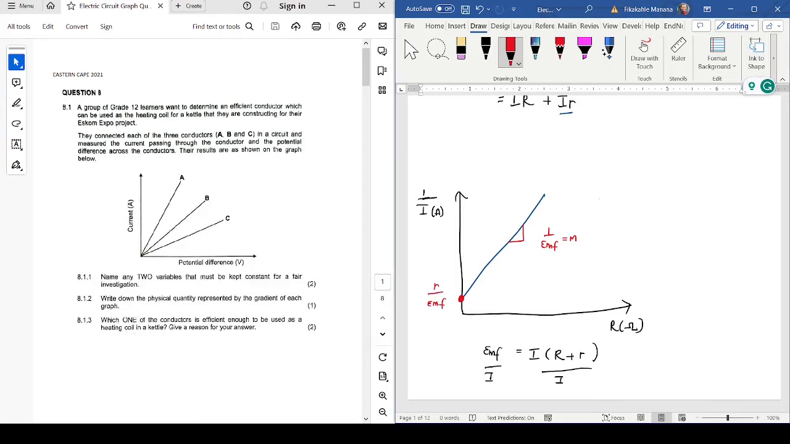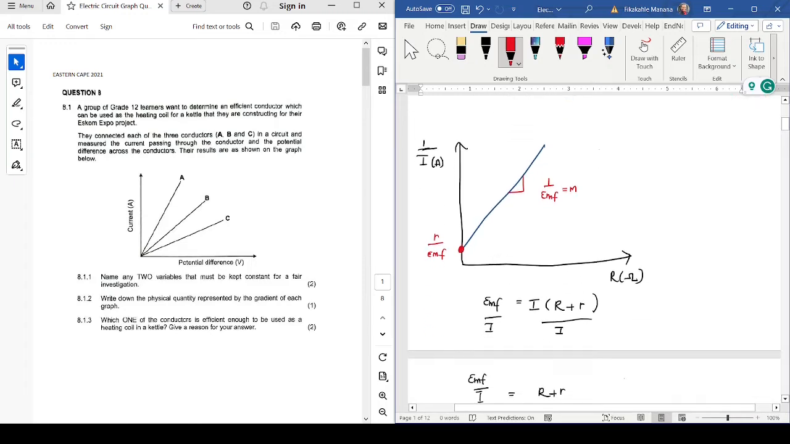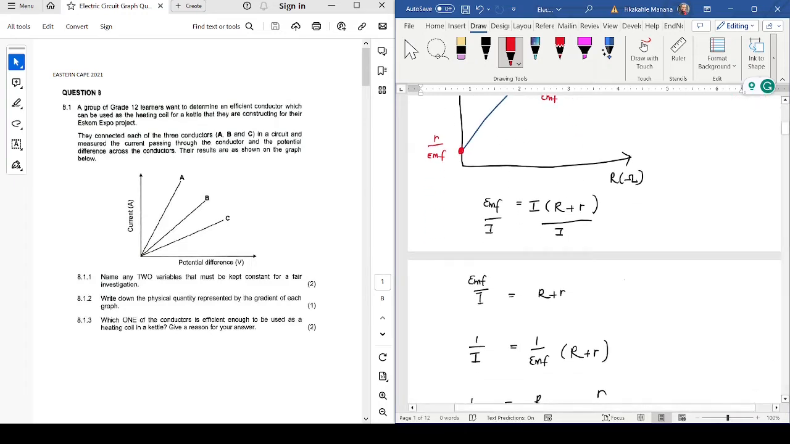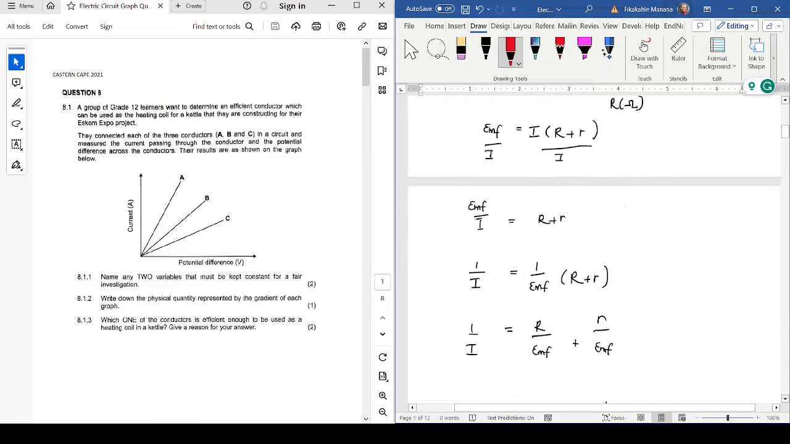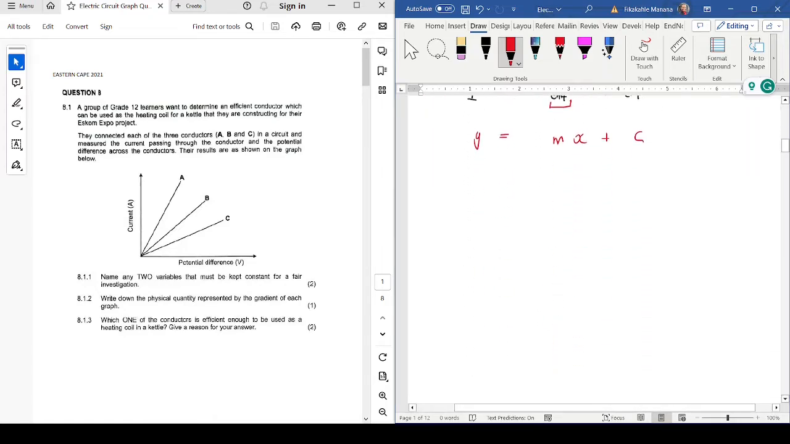So yeah, I just wanted to introduce those first before we start with our question 8 there from the Eastern Cape during the 2021 exam. So we're going to just take a short break and come back.